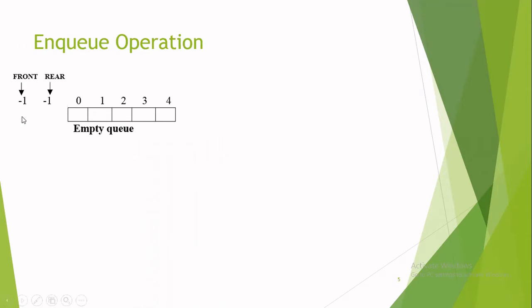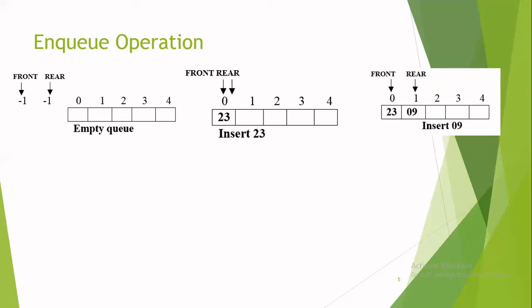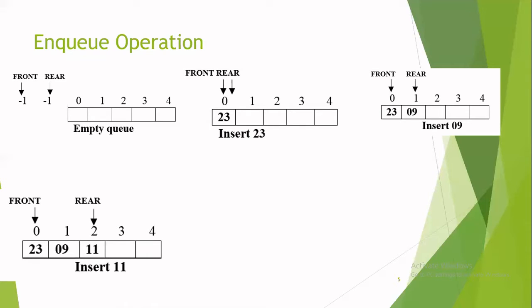Initially, we have considered an empty circular queue where the front and rear pointers are pointing to -1. To insert an element into the circular queue, as in the linear queue, you increment the rear pointer. Since you are inserting the first element, you increment both the front and rear pointers. So now the front and rear pointers are pointing to index location 0 and the element 23 is inserted. Similarly, by incrementing the rear pointer, you insert other elements into the circular queue.